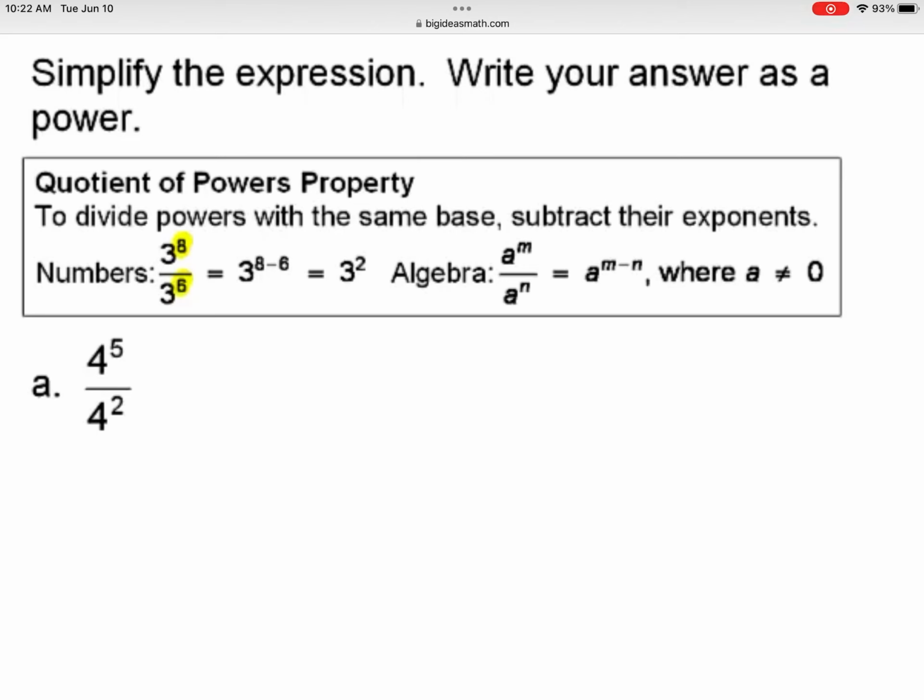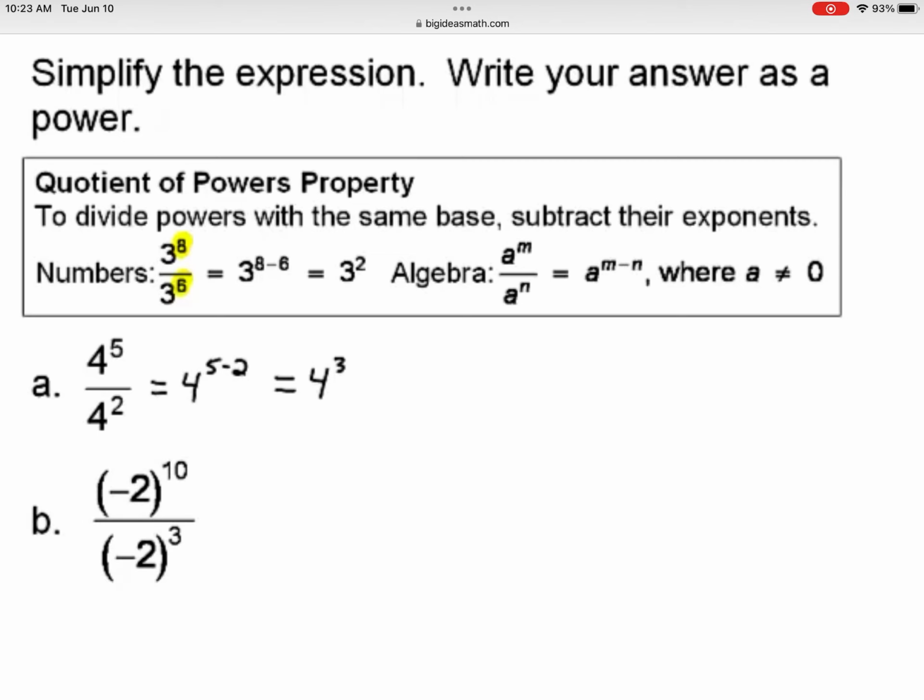Now we can find 4 to the 5th divided by 4 squared. 4 to the 5th divided by 4 squared is equal to 4 to the 5 minus 2, because we subtract the exponents. 5 minus 2 is equal to 3, so you have 4 cubed. So 4 to the 5th divided by 4 squared is equal to 4 cubed. Let's try another example.